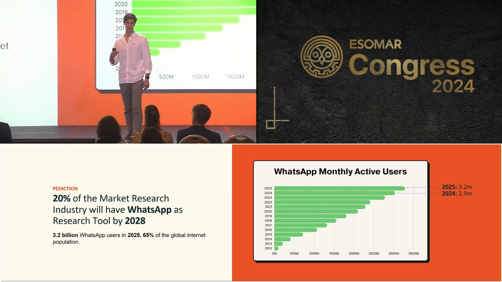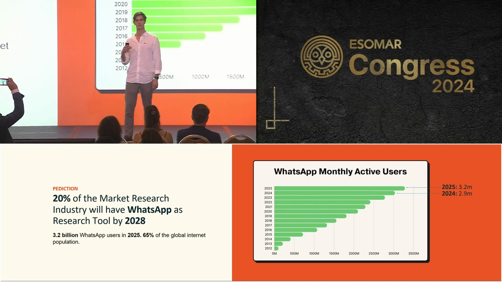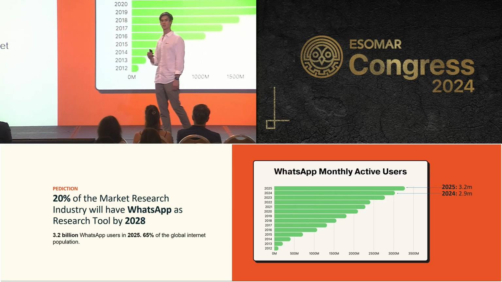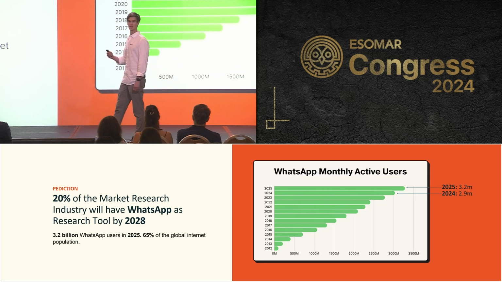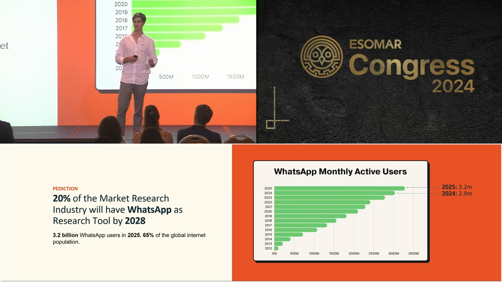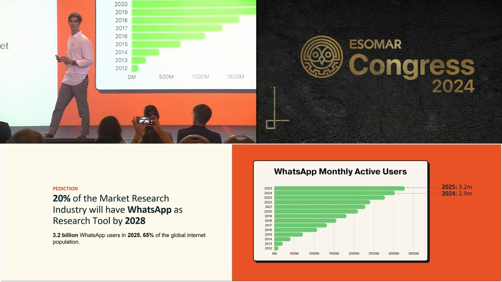In the next year, it's projected that the WhatsApp monthly active users are going to get to 3.2 billion, which is now going to work out to be 58% of the global internet population. So in the next 4 years, it's predicted that at least 20% of the research industry is going to be using WhatsApp as a data collection channel. It means that all of you here need to be looking at it as a possibility for your future collection.